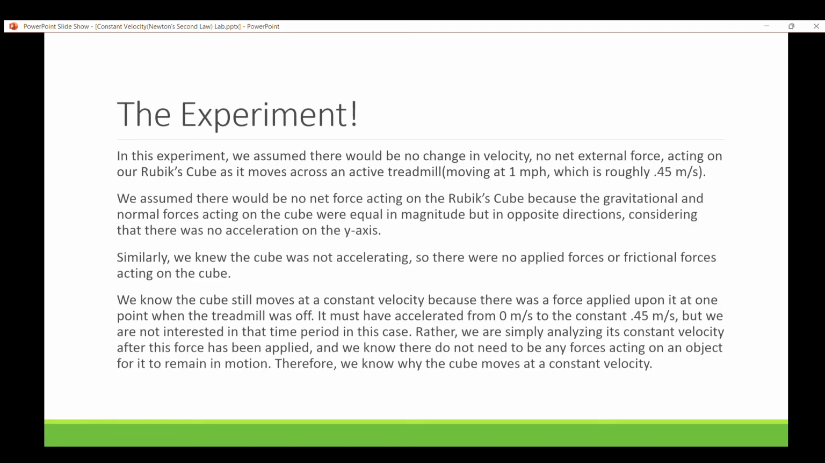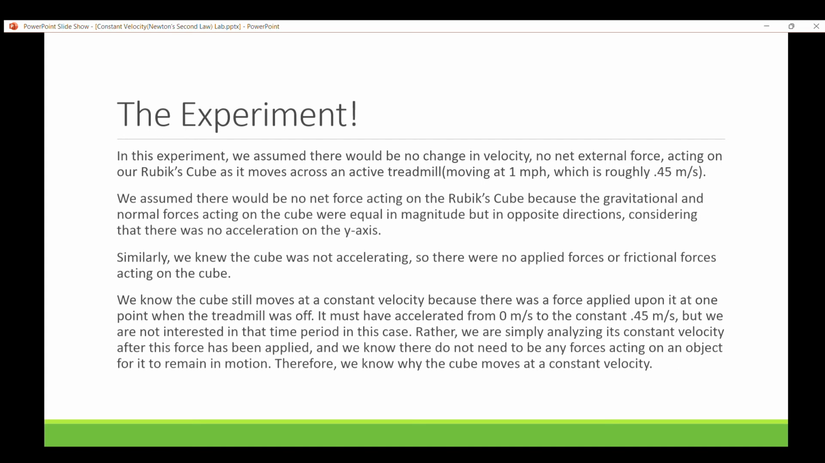So in this experiment, we made the assumptions that there would be no change in velocity, no net external force acting on our Rubik's Cube as it moves across an active treadmill. And this treadmill is moving at 1 mile per hour, which is roughly equal to 0.45 meters per second. We assumed there would be no net force acting on the Rubik's Cube because gravitational and normal forces would cancel out, considering that they would be equal in magnitude but opposite in direction. And we know this because there's no acceleration on the y-axis.